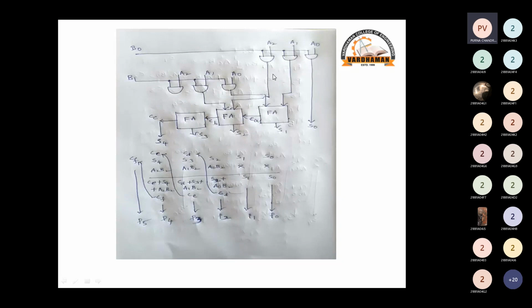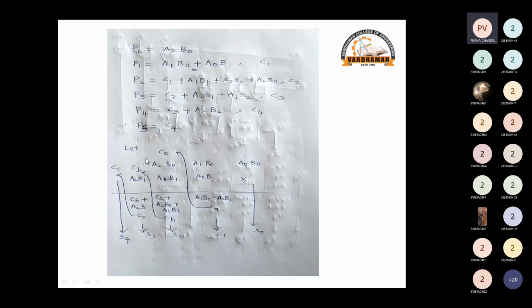S1 is the full adder operation. Here we get S2, S3, and S4. Now we will use this result for the next one. So write down S0, S1, S2, S3, and S4.